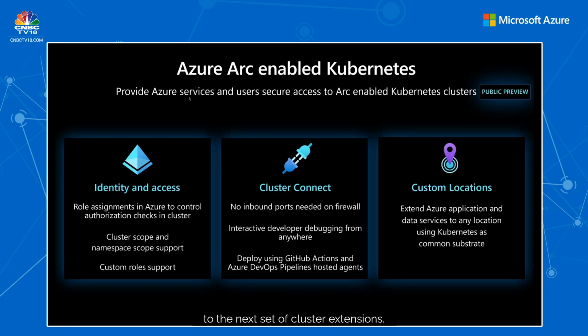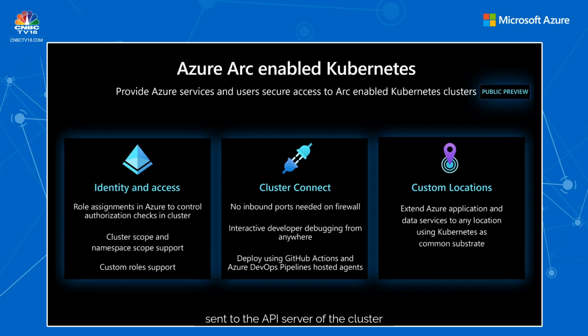Before moving to the next set of cluster extensions, let's cover some more platform features which will be used to power them. The Kubernetes native way of defining authorization checks involves creation of cluster role bindings and role binding objects in the cluster. The AAD RBAC feature instead allows for usage of Azure role assignments as a single source of truth for all authorization checks happening on the cluster.